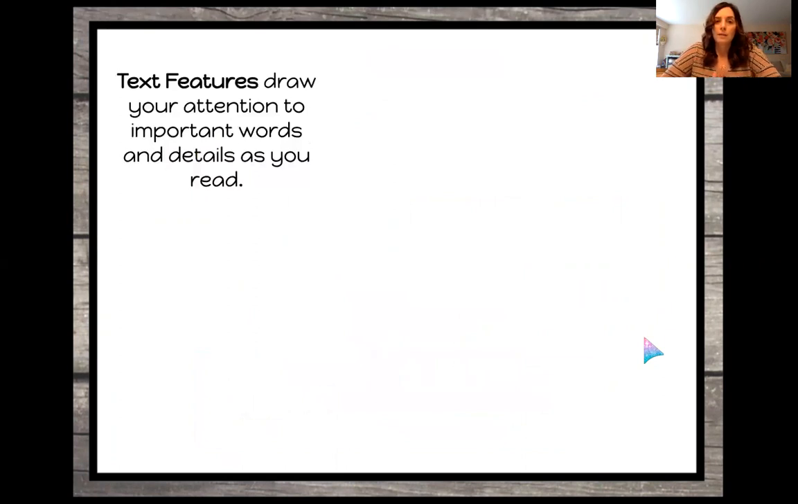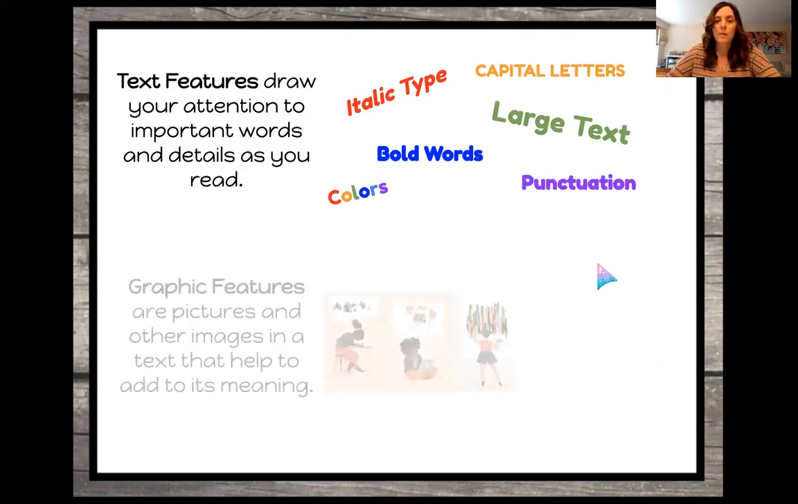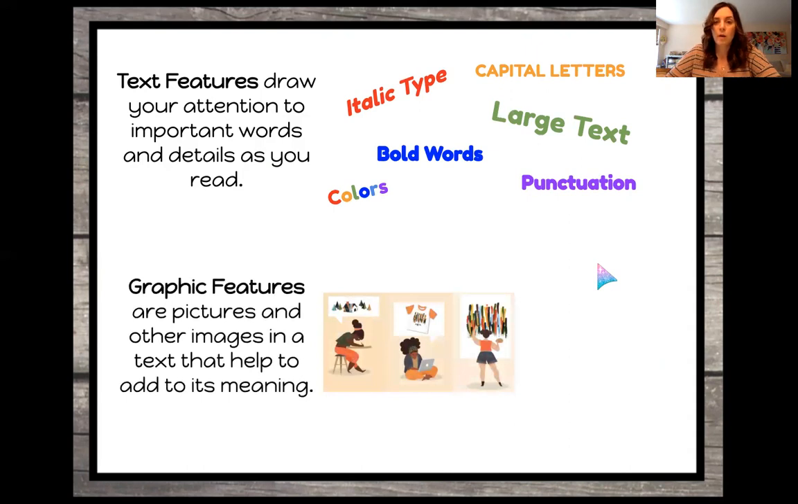When you're reading a text, there are usually text features and graphic features. So text features are meant to draw your attention to important words and details as you read. When we talk about text features, we're talking about things like italic type, bold words, capital letters, large text, colored text, and punctuation. Now, graphic features are pictures or other images in a text that help to add to the meaning. These are things like illustrations, diagrams, maps, and speech bubbles.